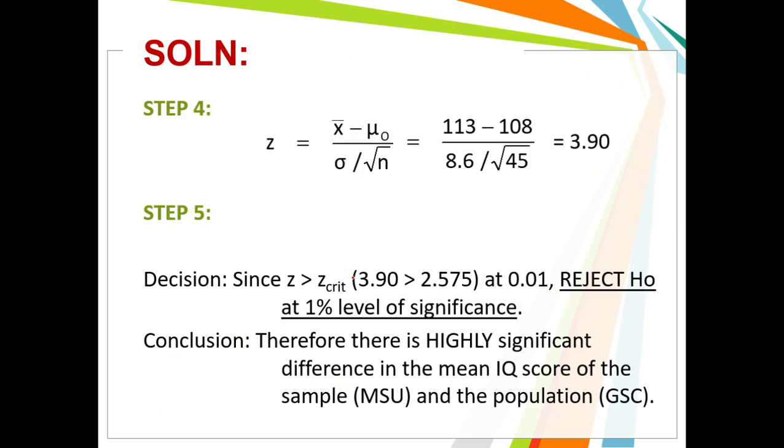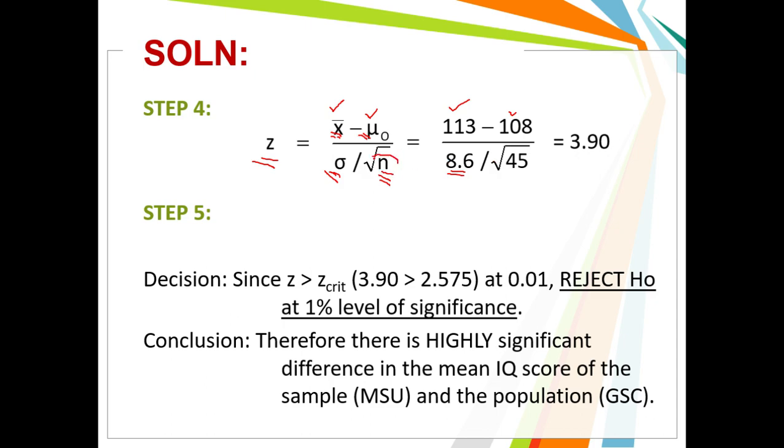Step 4 is to compute the statistics. Okay? So yung ating z-score, ang formula, that is the sample mean minus the population mean divided by standard deviation over the square root of n. Okay? From the problem, our sample mean is 113. This is the scores ng taga-MSU. Minus the population mean, this is the score ng GenSan. So 113 minus 8 divided by standard deviation of the population, we have 8.6 divided by square root of n.